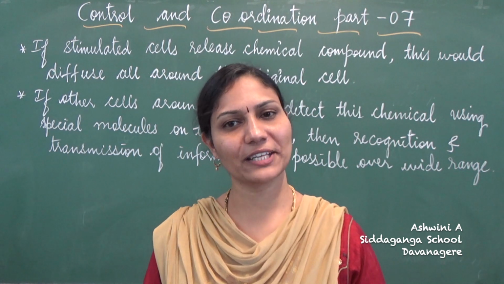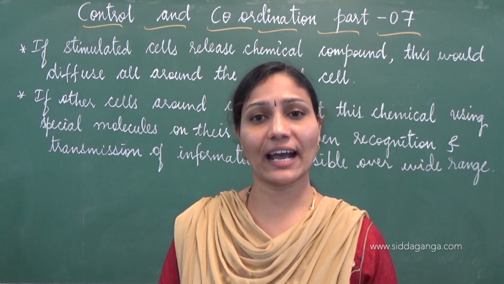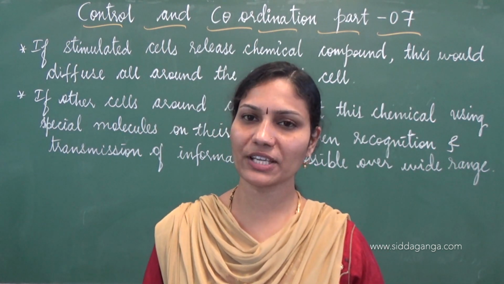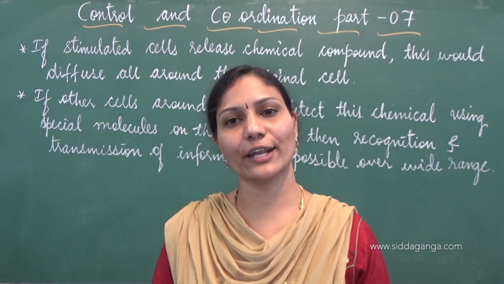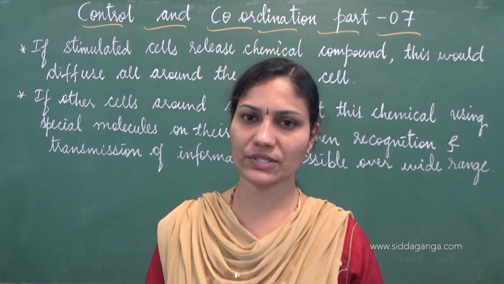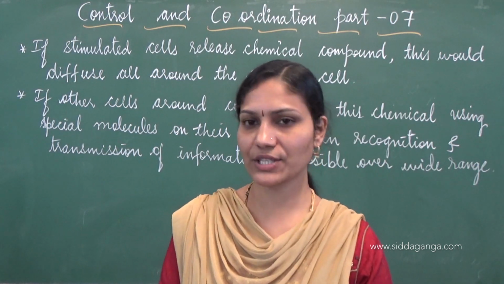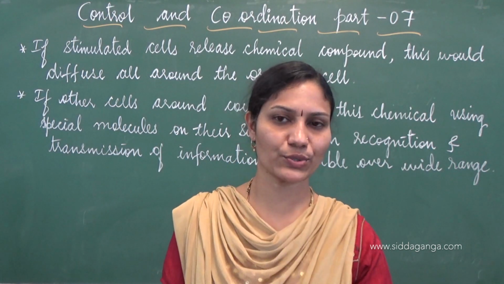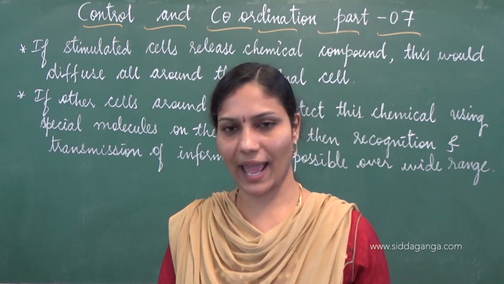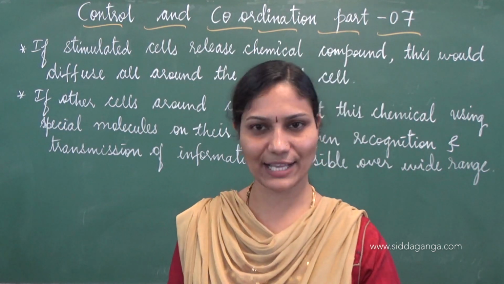Dear children, welcome back to the session. In today's session, we will be discussing the other pathway of control and coordination, that is the chemical means of information transformation, or the endocrine system. Endocrine system is the term which we generally use with respect to animals and human beings. The chemical means of information transformation, or the hormonal means, is what we generally use with respect to plants. Also, the term can be used with respect to animals and human beings as well.